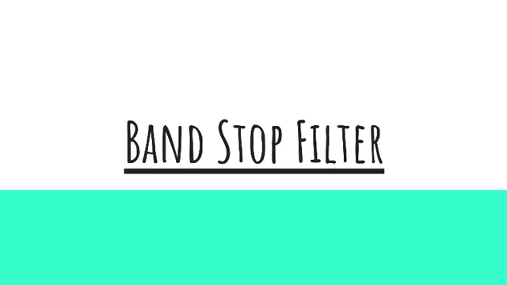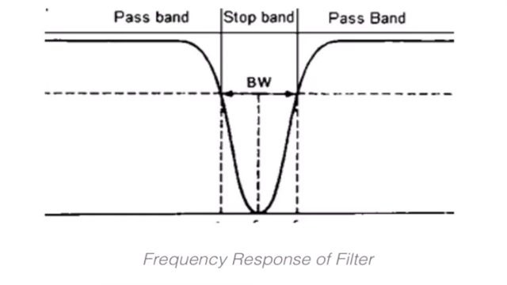For a high pass filter, there will be one cutoff frequency. For a low pass filter also we have one cutoff frequency. But these bandpass or band stop filters have two cutoff frequencies. Okay, so this is the frequency response of the band stop filter. This frequency response can be obtained by recording gain and frequencies.